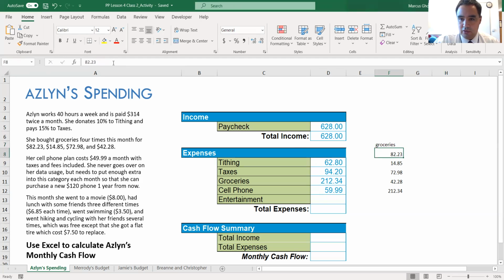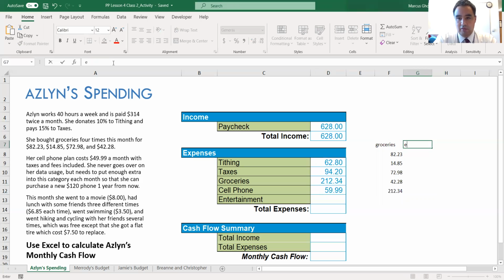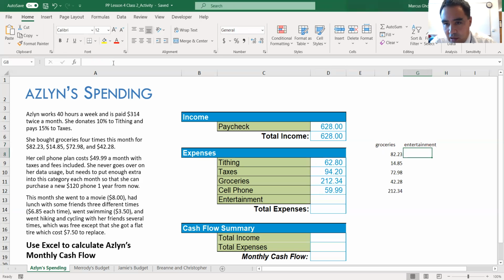Okay, groceries. And let's see, entertainment. What does she have? She went to a movie. I'm going to write entertainment. You don't have to type these headings out, but if you're going back to editing, for example, she looks at her receipts and finds out, oh no, over here I spent $74.98, it might be easier to find if you have it labeled.